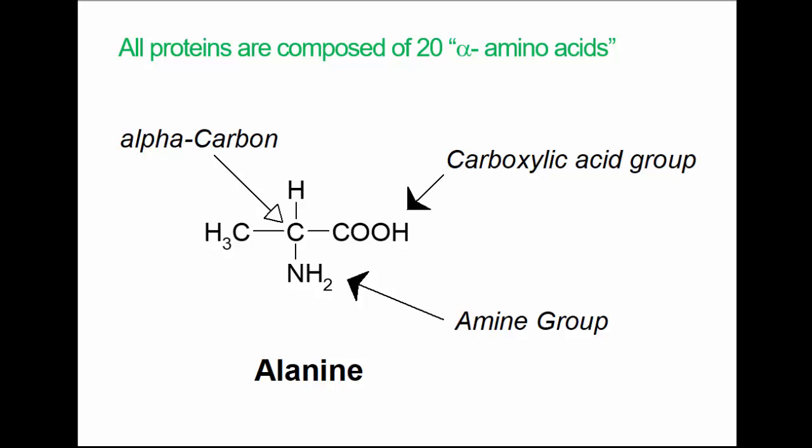Primary alpha amino acids, said to be so because they have an amino group, the NH2 group, and a carboxylic acid group, the COOH group, substituted on the same carbon atom, said to be the alpha carbon. Remember, all of the amino acids have three things in common. They have the hydrogen, they have the COOH group, they have the NH2 group, then there's the other group, the so-called substituent group, which in this case is the CH3, a methyl group.